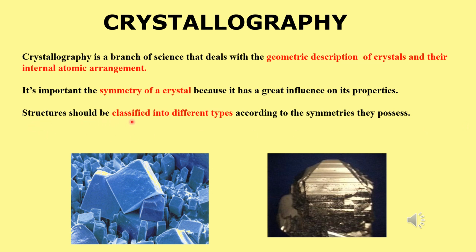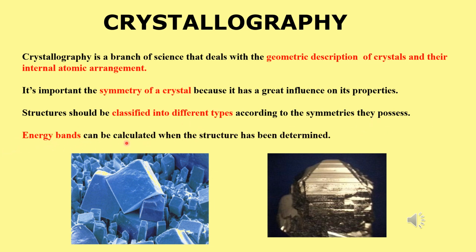Structures can be classified into different types according to their symmetries, and then we can also make calculations for the energy bands, which can tell about the electrical properties, optical properties, and different properties can be predicted using the energy bands, which can be calculated based on their crystal structure. So we will discuss the symmetry in the next video.